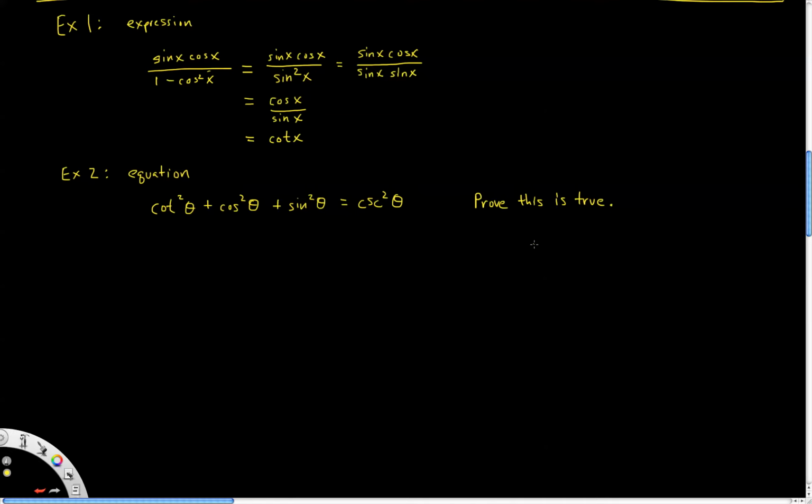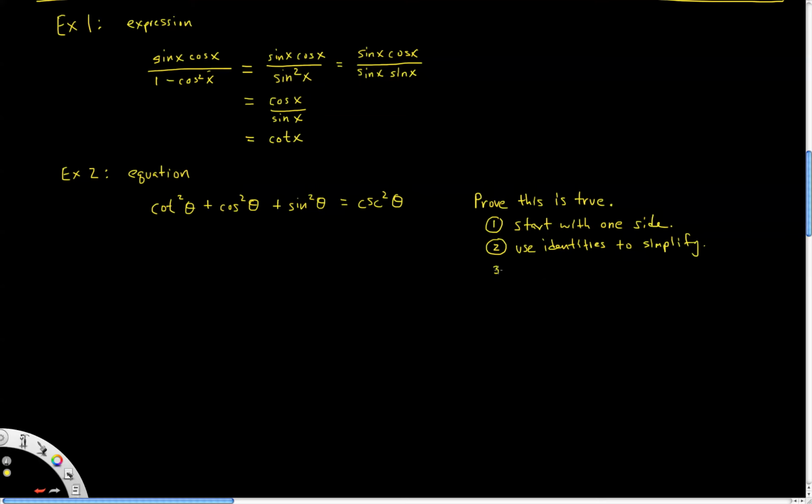Now, in order to get that job done, I need to do some specific things, right? I need to start with one or the other side of the equation. So let me enumerate these steps here. Step 1, start with one side. In other words, the expression that's on one side. Step 2 is going to be use the identities that we know. So use identities like the Pythagorean identity to simplify or manipulate.